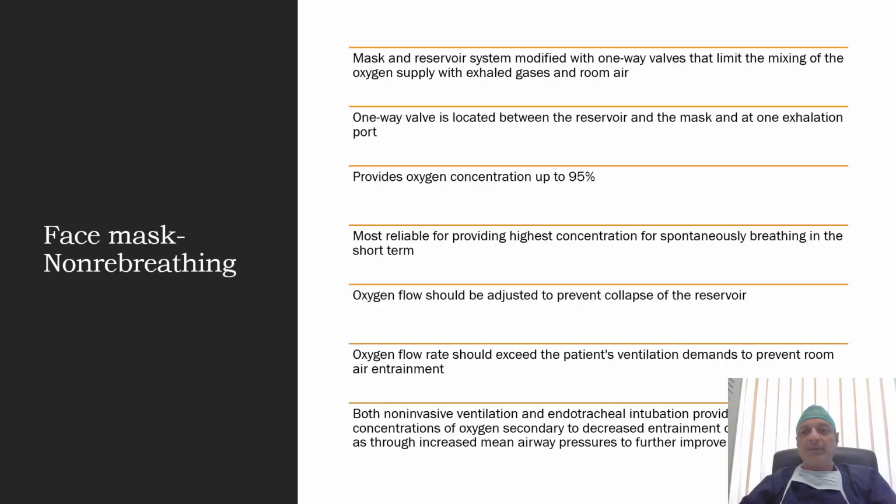Now coming to the non-rebreathing mask, how is this mask different from the other masks? It is by the presence of the one-way valve in the non-rebreathing mask, and this one-way valve prevents oxygen from mixing with the exhaled gases and room air, so it provides the highest concentration of oxygen. The first one-way valve is located between the reservoir and the mask, and the second one-way valve is located at the exhalation port. It provides oxygen concentration up to 95%, and it is the most reliable for providing the highest concentration for spontaneously breathing patients in the short term.